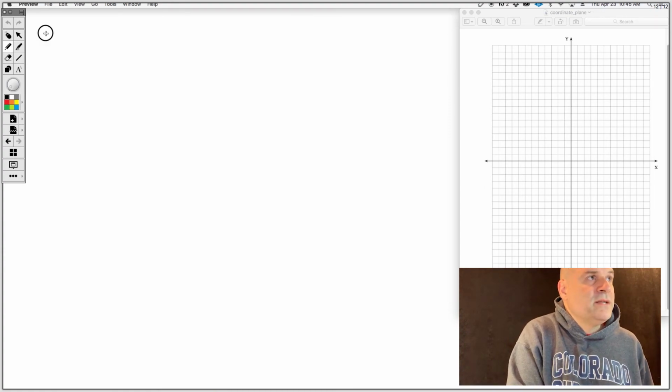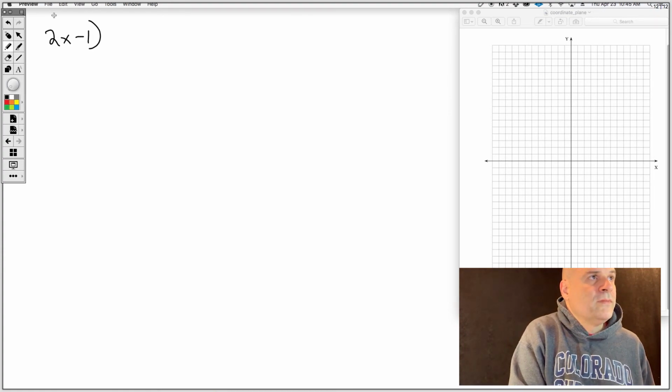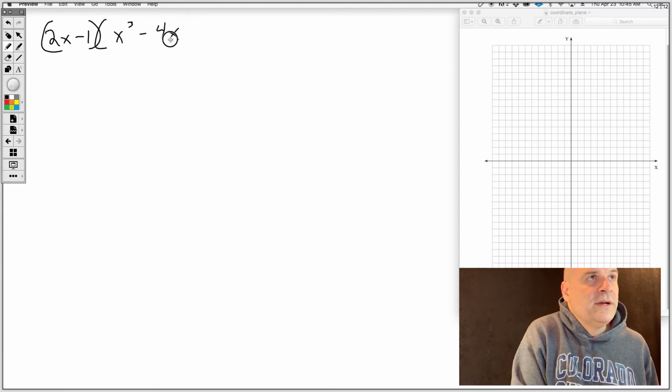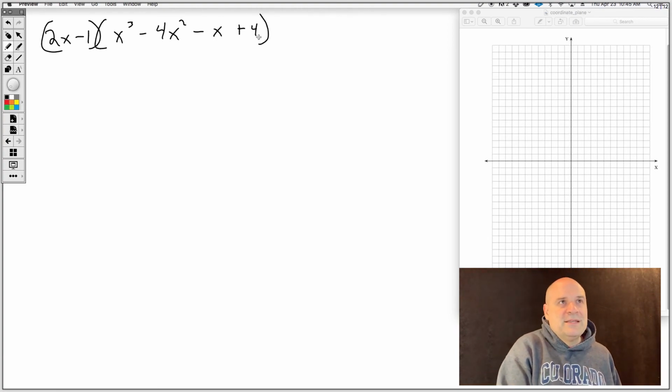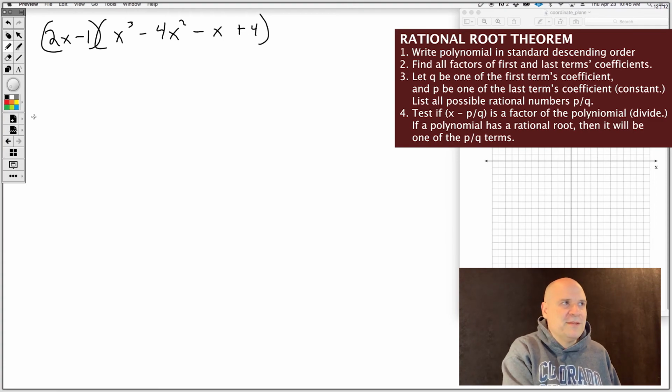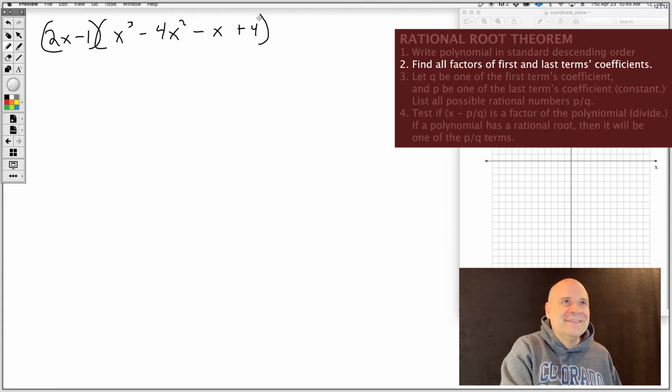So 2x minus 1 times x cubed minus 4x squared minus x plus 4. Okay? So now guess what? We can use the rational root theorem to find the roots of this. It's like 2 problems within 1. Awesome. Okay, so what are our roots here?